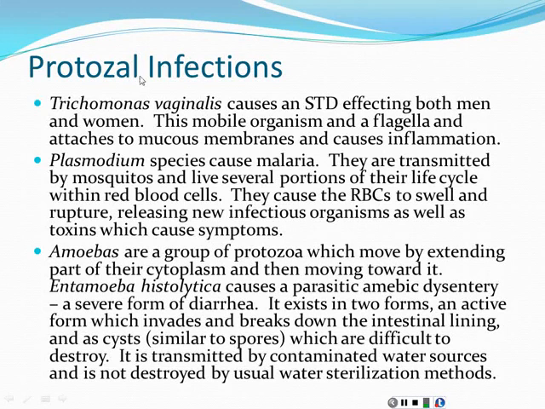It is a mobile organism, so it has a flagella. One of the ways to diagnose Trichomonas is to take a vaginal sample and look at the mucus under the microscope, and you'll actually see the little trich germs swimming around. So it's a very quick and easy determination to make. It's problematic because it can attach to mucous membranes, so it can be difficult to get rid of. And it does cause, like I say, inflammation.